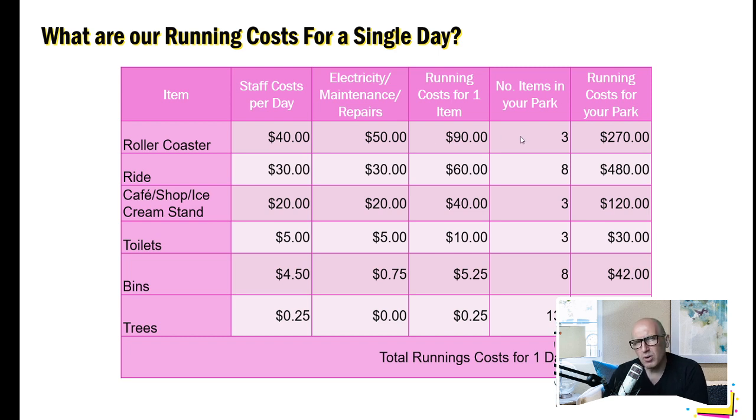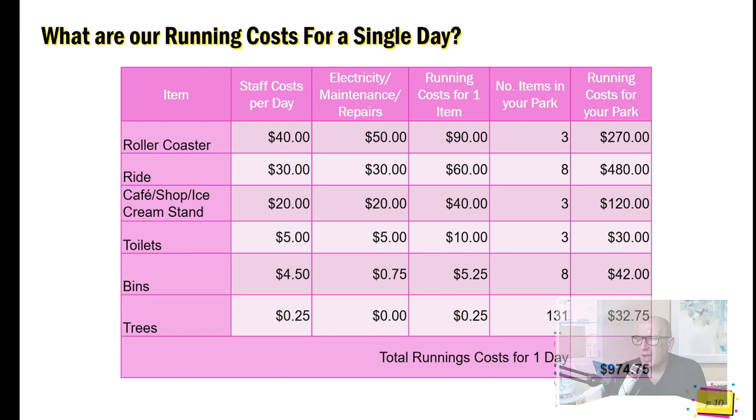I've got 3 roller coasters. You've probably got 4, 5, 6. Who knows how many you've got in your theme park? And so I need to put my data into here. I need to put my figures into there, and I've got 3. So 3 times 90 is $270. I could possibly do that in my head. So the same with my rides, my cafes, bins and trees and everything else like that.